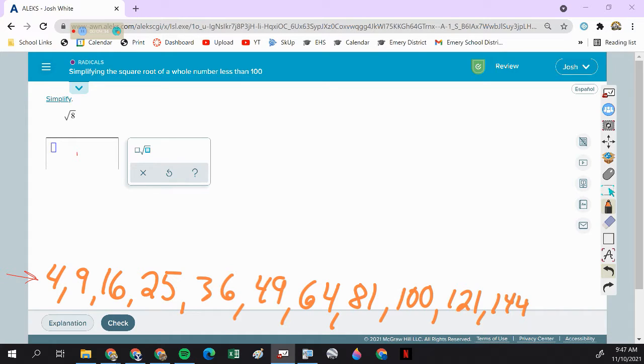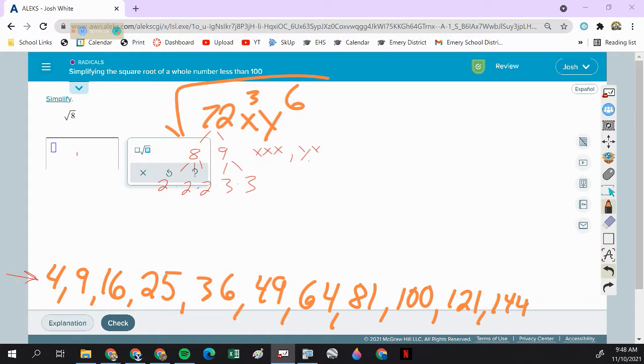What if I said 72 x to the third y to the sixth? Well, we factor 72. 8 and 9. 8 is 2 times 2 times 2, and 3 times 3. And then x, x, x, y, y, y, y, y, y. What can I bring out? I can bring out a set of 2's and a set of 3's. So on the outside, I get 6.